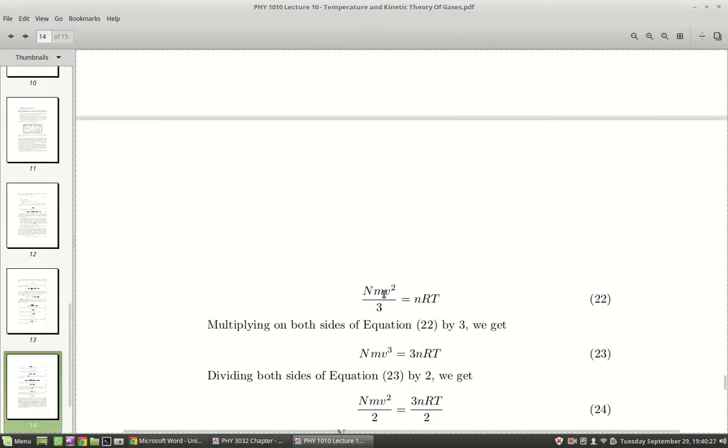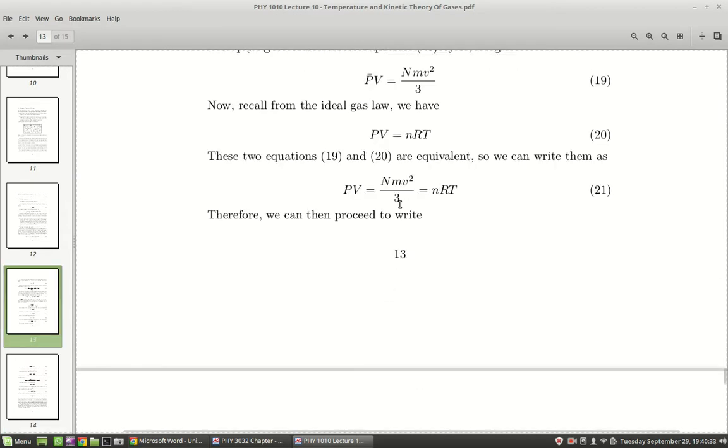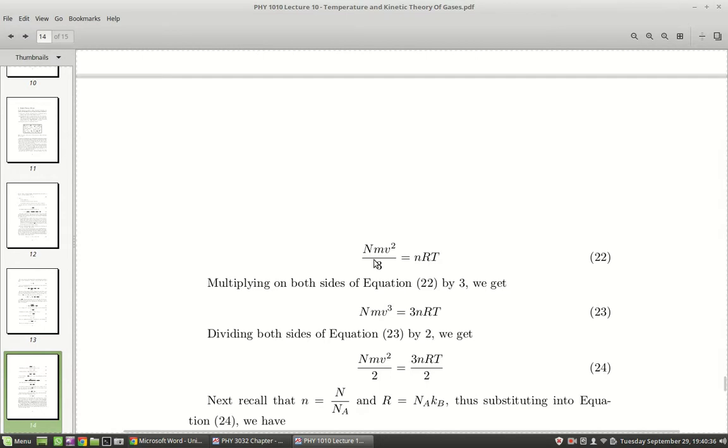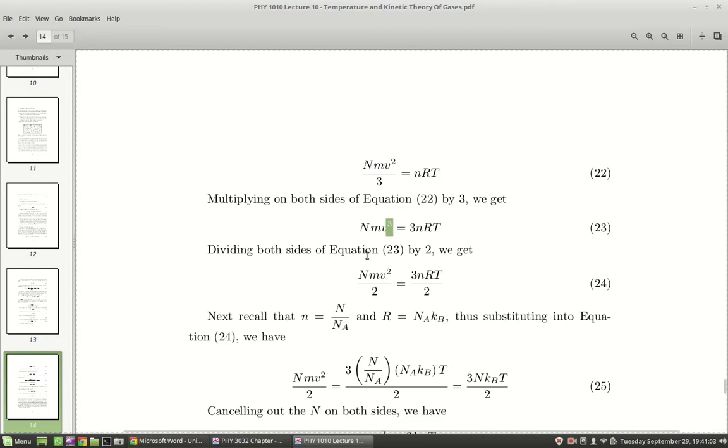So we end up having N m v squared divided by 3 equals nRT. We multiply on both sides by 3, we end up having N m v squared. There is a mistake here. There's a cubic here, and this cubic is supposed to be actually 2. So you end up having N m v squared equals 3nRT. Then you divide both sides by 2, and you have N m v squared divided by 2 equals 3nRT divided by 2.